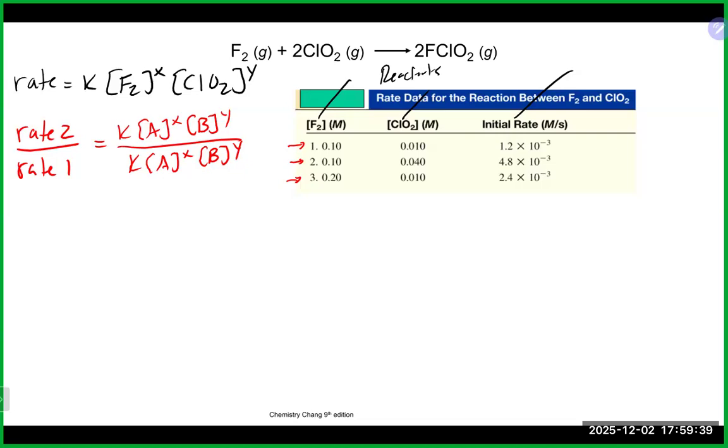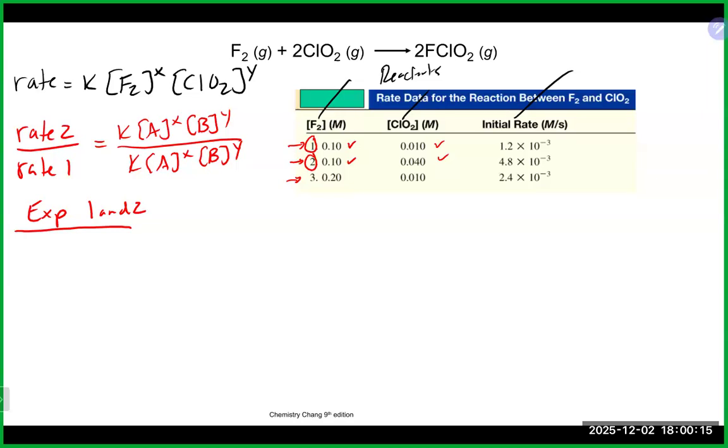So when we take a look over here, we could look at experiment 1 and experiment 2. The concentration of F2 stays the same, but the concentration of the ClO2 changes. And that's really what you're looking for. You want 2 entries in the table. Now, there's only 3 in this table, could be 4, 5, 6, 7, a bunch of entries. But we want 2 where one concentration stays the same and the other varies. So if we take a look at experiment 1 and 2 here, we see that happening.